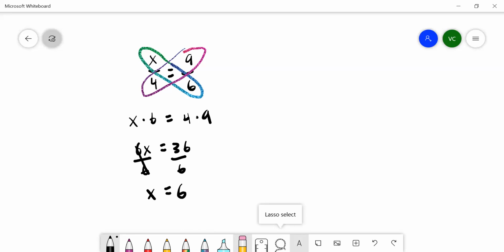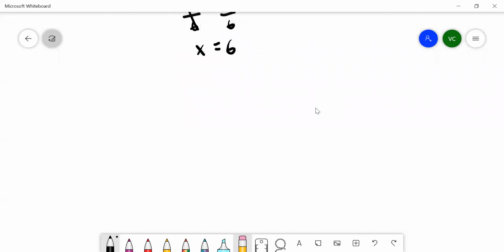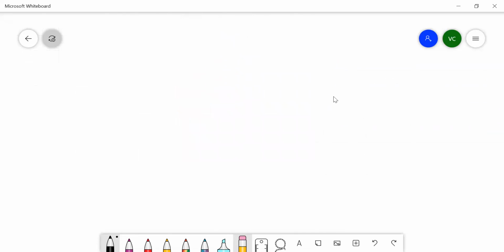Okay, for your final problem on this assignment, let's see, which ones did we do already? Okay, for the final one, let's do 5 over x equals 20 over 8. Go ahead and try to solve for this on your own.